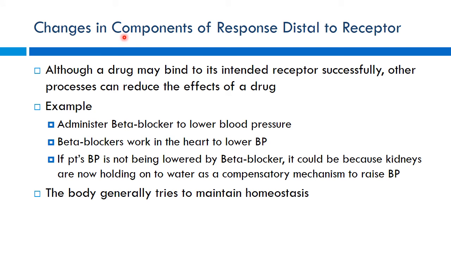Okay. You can also see some changes in the components kind of downstream or kind of distal to the actual receptor. So there can be other things happening than just at the receptor site. For example, this would be if you're administering, say, a beta blocker to lower blood pressure. Okay, so I lower my blood pressure, given a beta blocker. Well, the body wants to maintain homeostasis and wants to get that pressure back up to where it's used to having it. So it can do things like, okay, well, maybe the kidneys are going to start to hold on to more water, right?